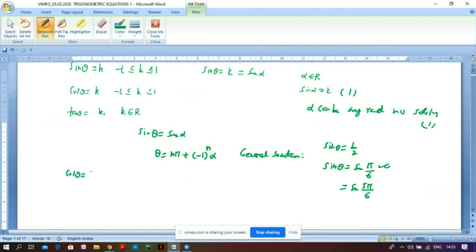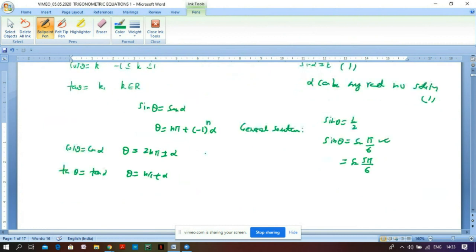Similarly, if you have got cos θ = cos α, and again α can be anything, you can have θ = 2nπ ± α as the general solution. And if tan θ = tan α, then you have θ = nπ + α. These all can be derived easily using transformation formulae, which of course you have done. So I'm skipping that in the revision. Just we are saying that, okay, this equals this.